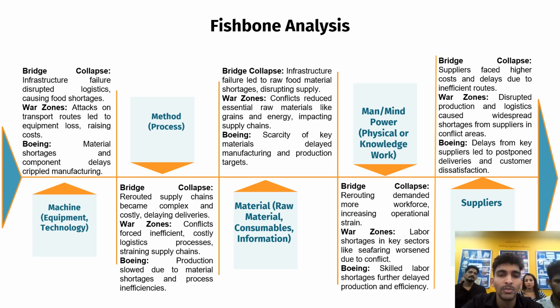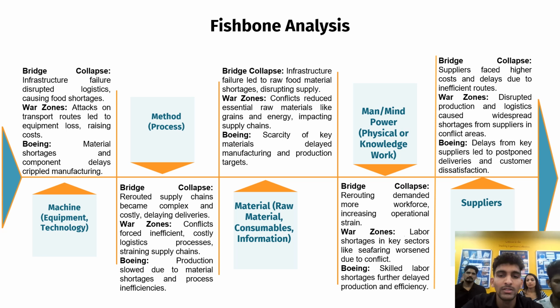In the analysis, the major factors contributing to supply chain issues are categorized into five key areas: machines, equipment, technology; method, process; material, raw material, and consumables; manpower, physical or knowledge work; and suppliers. For instance, the collapse of the Baltimore Francis Scott Key Bridge disrupted logistics by removing critical infrastructure, which in turn caused significant delays and increased cost of food production.